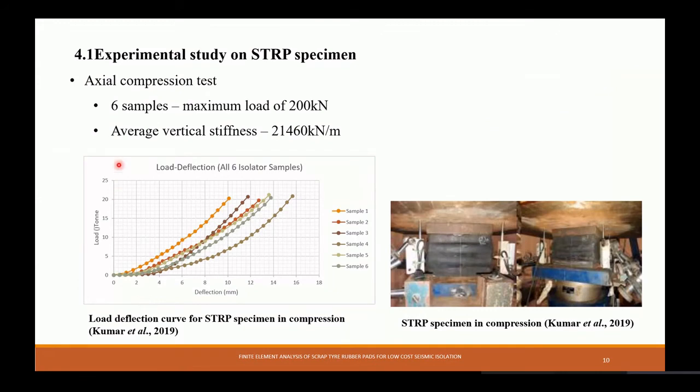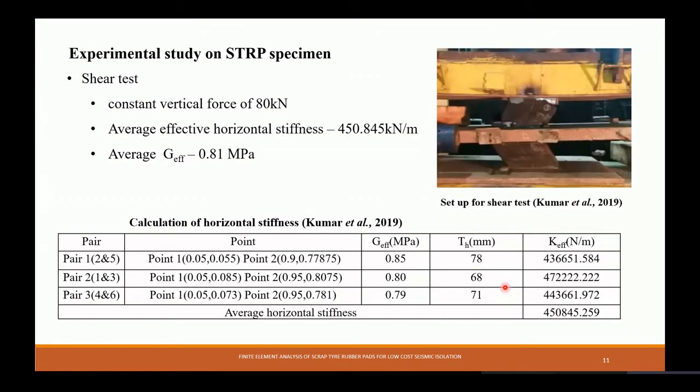So we did some axial compression tests, 6 samples, and a maximum load of 200 kilonewton was applied. As you can see, the average vertical stiffness from all these samples came out to be 21460 kilonewton per meter. And these are the pictures of the loaded specimen.